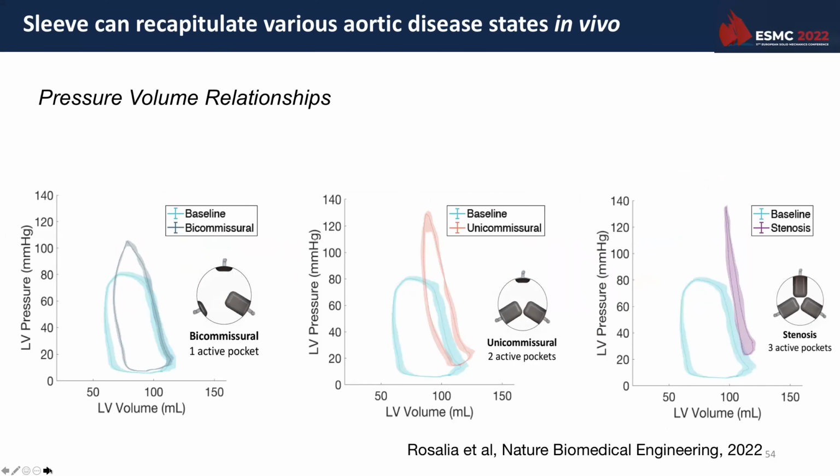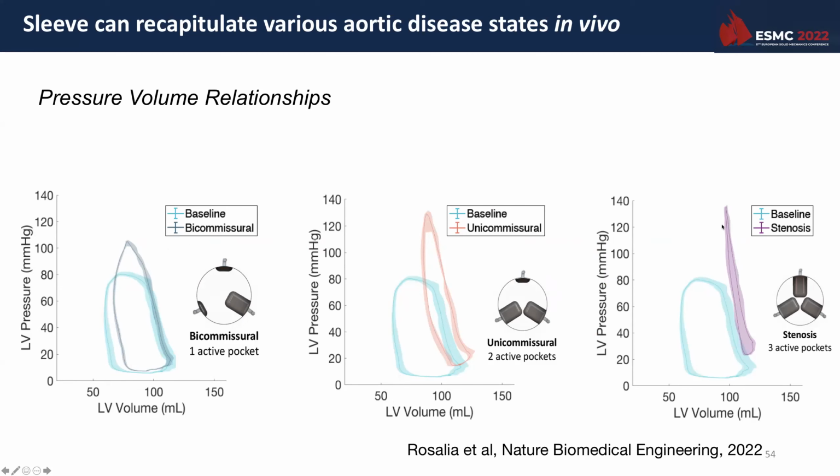What you can see here is the pressure volume relationships over time. So this is baseline, the blue loop here, and then you can see when you actuate one pocket, you mimic bicommissural valve disease, and you get a higher pressure generation but less volume displacement, and that becomes more severe as you selectively actuate more pockets. So with 2 active pockets, you get a higher narrow PV loop. And if you actuate all 3 pockets, you really get a high level of stenosis. And this you can tune in vivo over time.